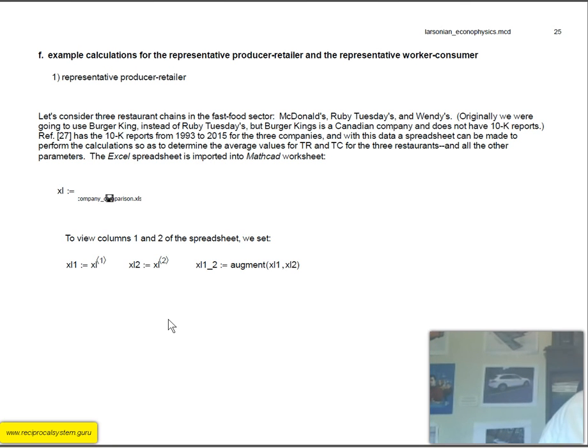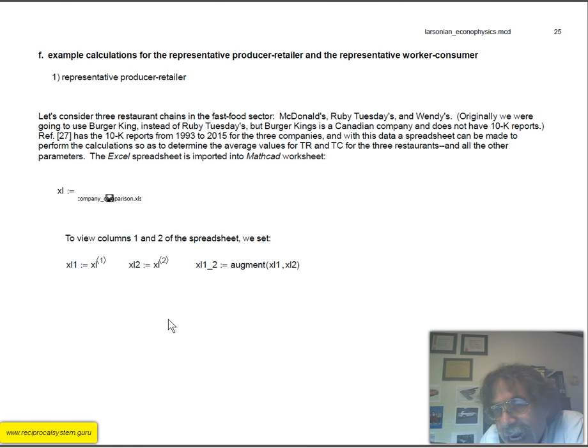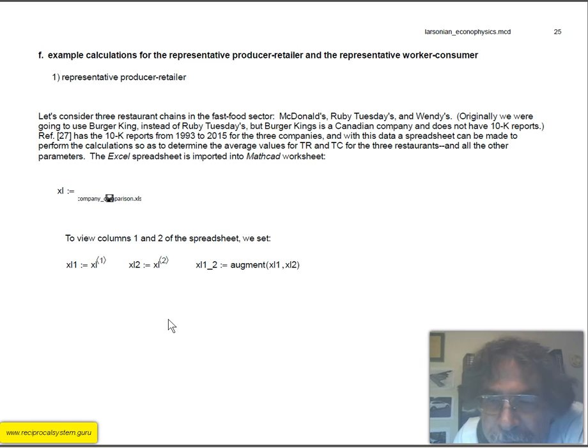Now, let's do some example calculations here. Example calculations for the representative producer-retailer and representative worker-consumer. So subsection 1, the representative producer-retailer. So let's consider 3 restaurant chains in the fast food sector: McDonald's, Ruby Tuesdays, and Wendy's.